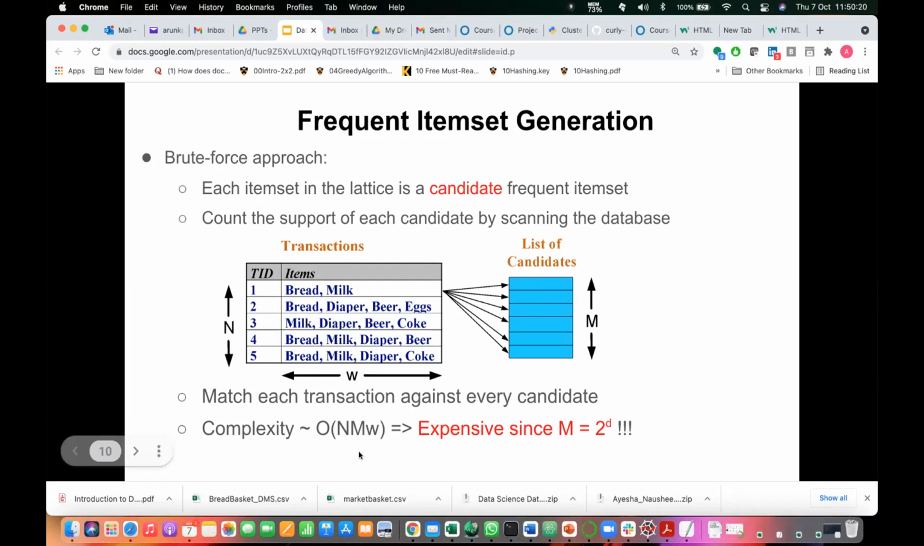Then what is this W? Within the transaction, again, comparisons will come, right? So that is some average number you take. Suppose the average transaction size is 7 or 8, whatever it is, then this W is close to that. In some transactions it is less, in some more, because each one has to be compared with the item set elements. That's why you get order of N M W. Because M equals 2 power D, this is again an exponential, 2 power D, complexity.